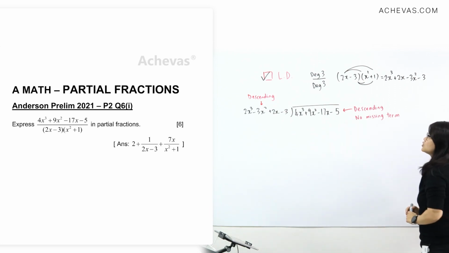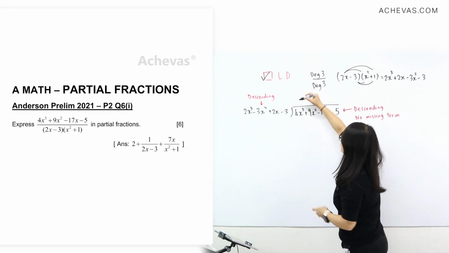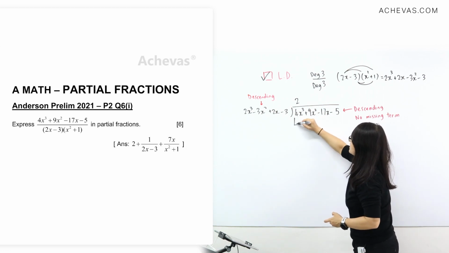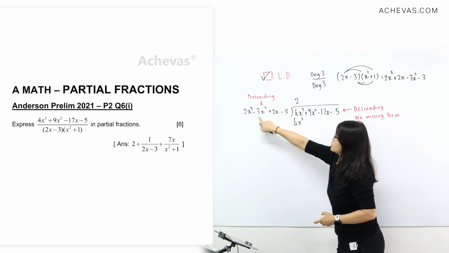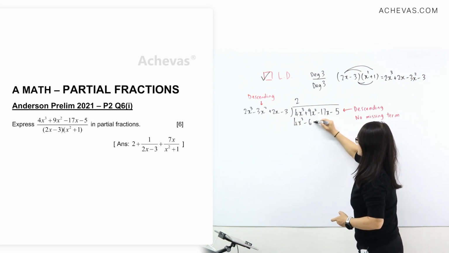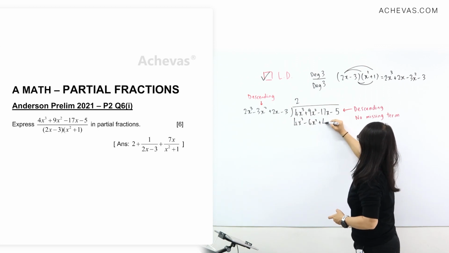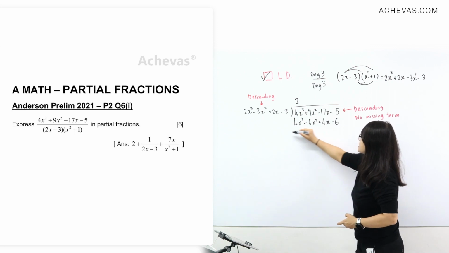Okay, next, let's do long division. I need a 4 here. This is a 2, so I know I will have 2 here. 2 times 2x power 3, that's going to be a 4x power 3. Now let's continue doing 2 times negative 3x squared, negative 6x squared. 2 times 2x, 4x, and 2 times negative 3, negative 6.